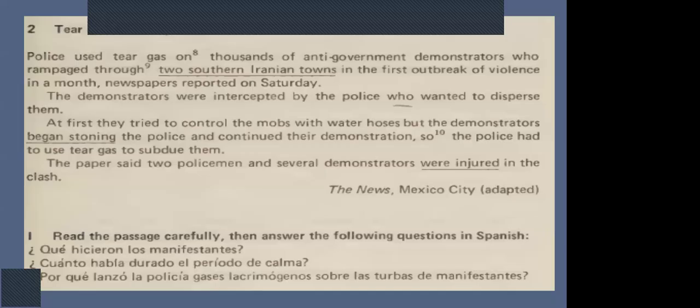What about number 10? I cannot see number 10. Let me see. As you see there, we have a connector. So how will you deal with that connector appropriately? I mean, in Spanish. Or maybe perturbaron in rampage through. Okay, okay. Perturbaron dos pueblos. Alteraron dos pueblos iraníes. Very good.